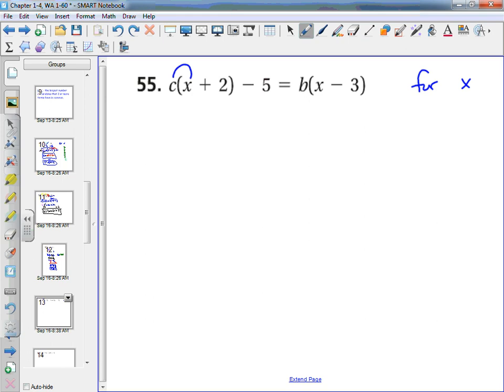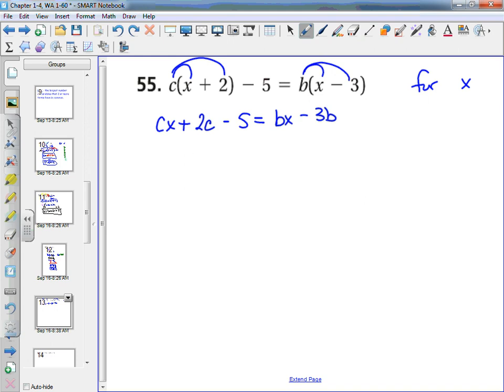So if I distribute, I'm going to have C times X, which is CX, plus 2C, bring down the 5, is equal to distribute, BX minus 3B. Okay. Do I have any like terms on the left-hand side? Nope. Do I have any like terms on the right-hand side? Nope. A like term means it has to have exactly the same variables with exactly the same exponents.